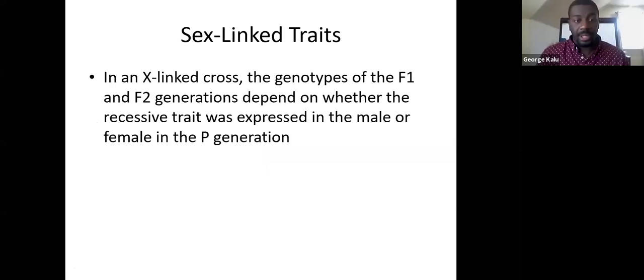When we're looking at sex-linked traits, we're going to see different inheritance patterns depending on where we find that recessive trait. If that recessive trait is expressed in the male or in the female, that is going to alter the different types of variations that we can get in the offspring. And so we're going to do a few examples to illustrate what I mean here.